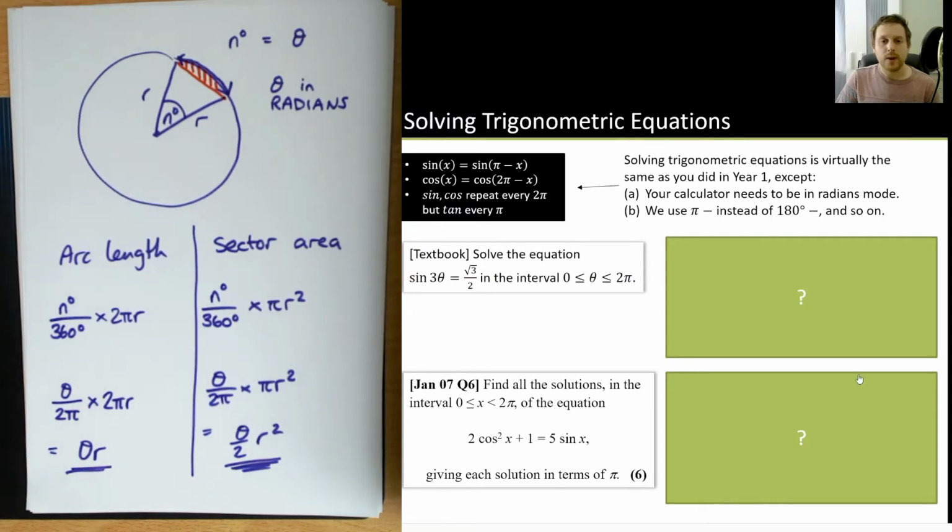Oh, and then of course you had some trig equations. So I don't need to go through that because that is just what you did in year 12 in degrees, but now you're in radians. So on your calculator, you'll be in radians. Make sure you do that. And then instead of using 360, you're using 2 pi. Instead of using 90, you're using pi by 2.